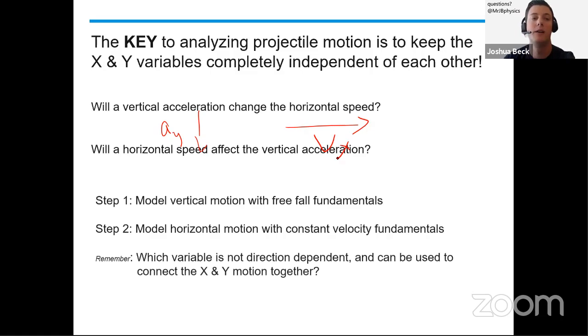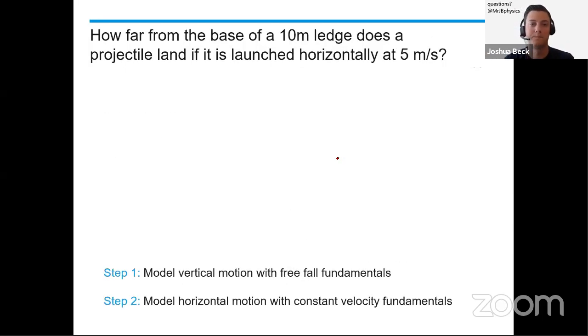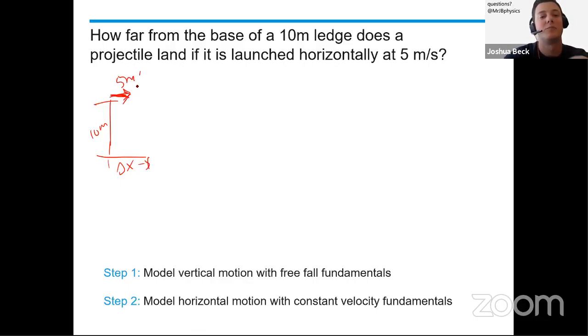Now it's important to remember one of these variables is not direction dependent and can be used to connect them, and that's going to be time. So we could use the vertical information to solve for time, we can use the horizontal information to solve for time, and that time should be the same. So let's set up a real quick problem here. How far from the base of a 10-meter ledge, how far from the base, so I'm going to be looking for this right here, does this projectile land if it's launched horizontally at 5 meters per second?